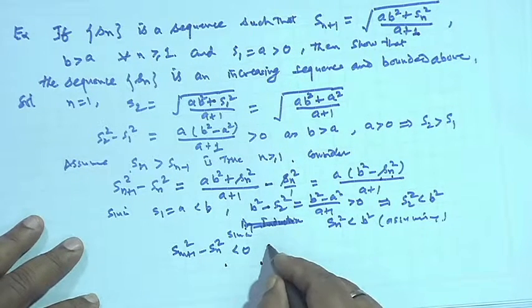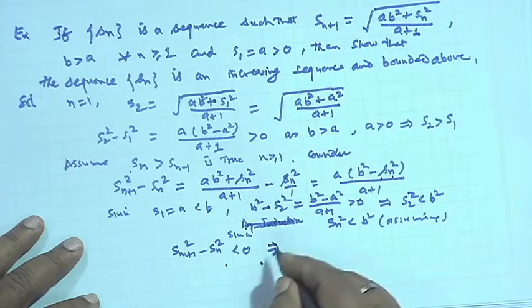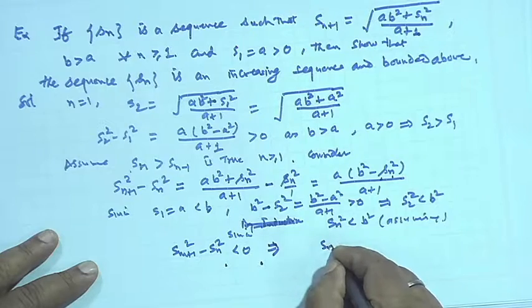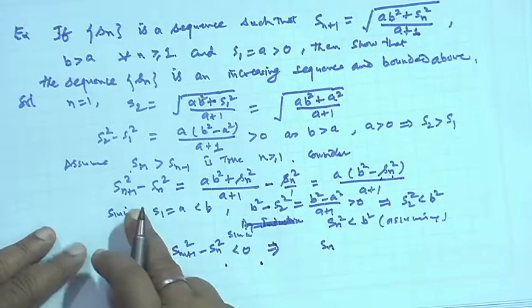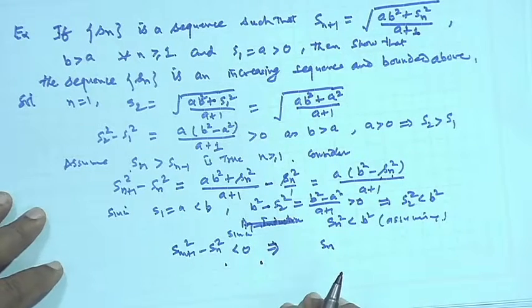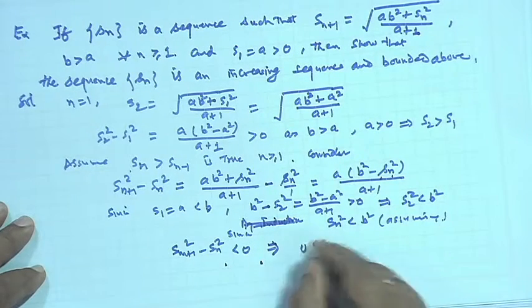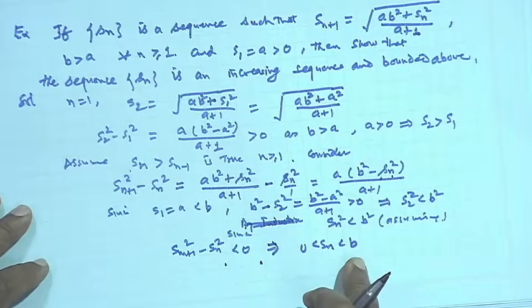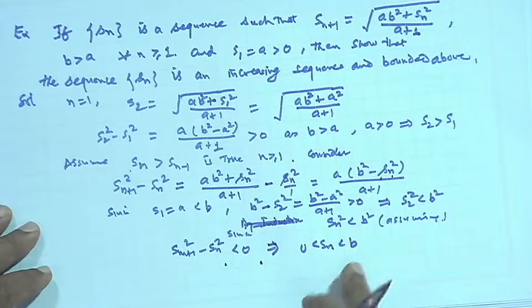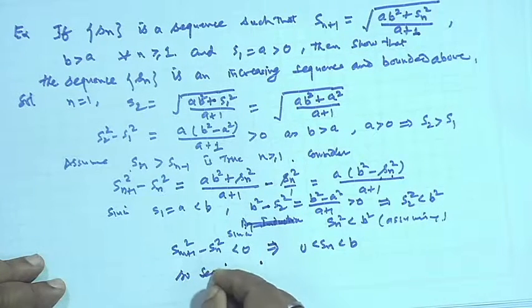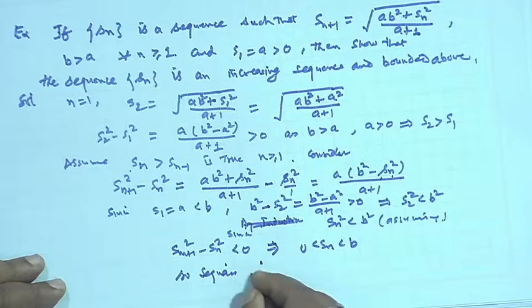So this shows that our sequence Sn, by method of induction, lies between 0 and B. So it is a bounded sequence. So this sequence is bounded.